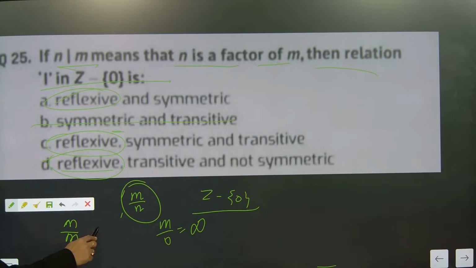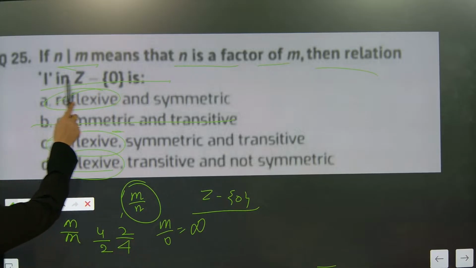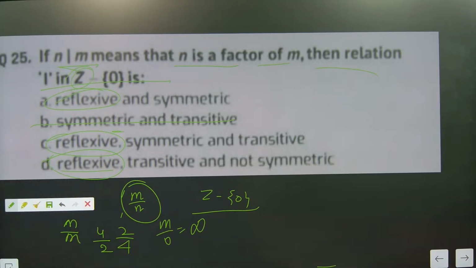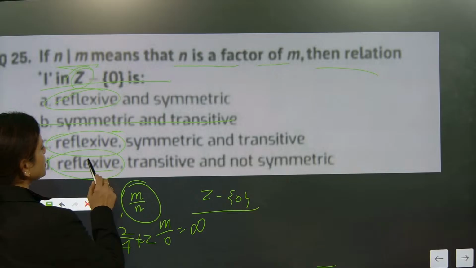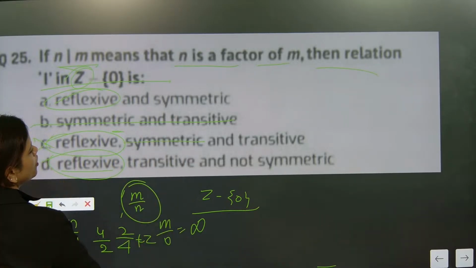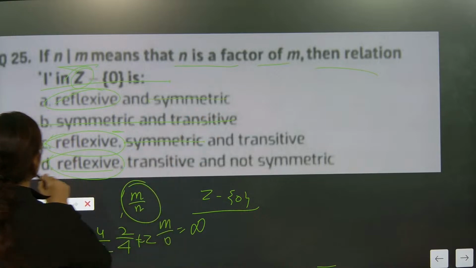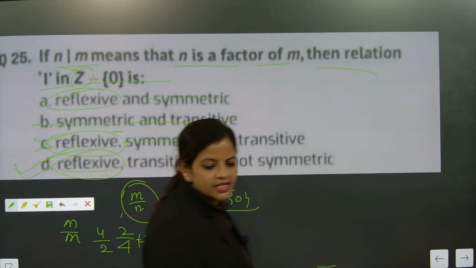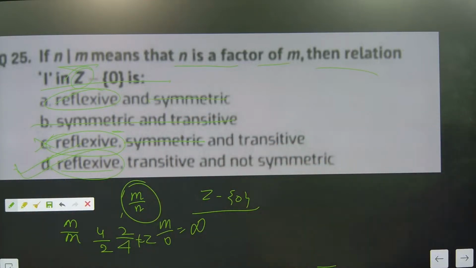Now, 4 can be divided by 2. But will 2 be divided by 4? No, because they are asking about integers. But this will not be an integer. So that means it cannot be symmetric. But here they are telling symmetric. So this is also wrong. Here also they are writing symmetric. So what is the correct answer? Option D is going to be the correct answer. Very good, Shivasan. So the correct answer here is option D.